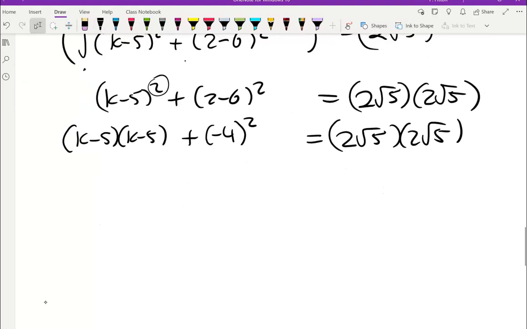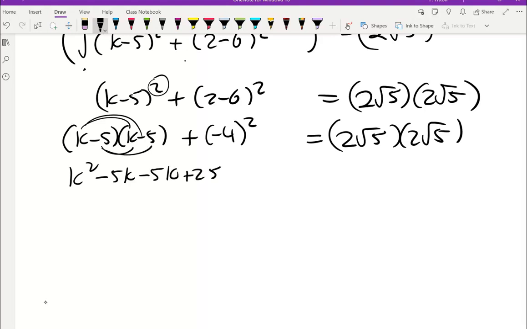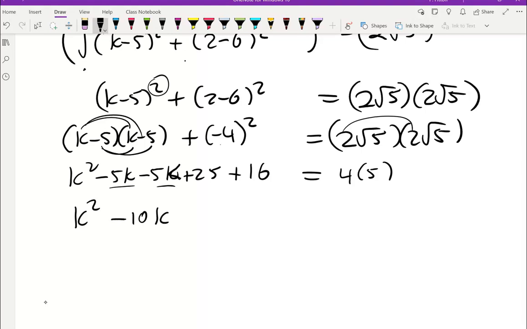Squaring out our back-to-back brackets, k times k is k squared, k by minus 5 is minus 5k, minus 5 by k is minus 5k, minus 5 by minus 5 is plus 25. Then I have minus 4 squared, minus 4 by minus 4 is a positive 16. 2 root 5 by 2 root 5, 2 times 2 is 4, and root 5 by root 5 is 5. Tidying up the left-hand side, k squared minus 5k minus 5k is minus 10k, and 25 plus 16 is going to give me 41. And that's equal to 4 times 5, which is 20.